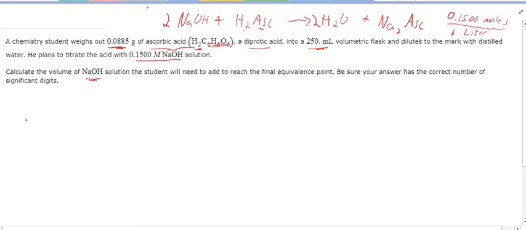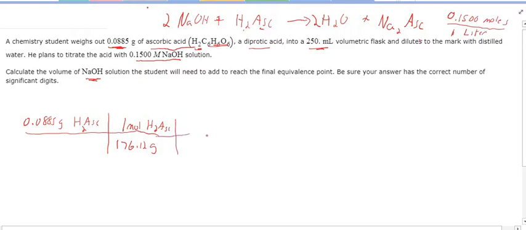So I start off with 0.0885 grams of ascorbic acid. Okay. Now I gotta convert those to moles. You guys know that by now, and so I look that up and I see that there are 176.12 grams in 1 mole of the vitamin C, or the ascorbic acid. Okay, now what am I trying to go to? I'm trying to get to this volume of sodium hydroxide.